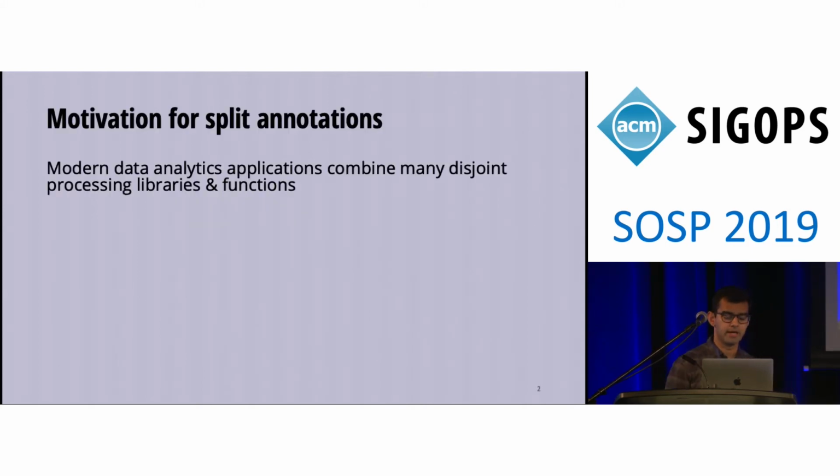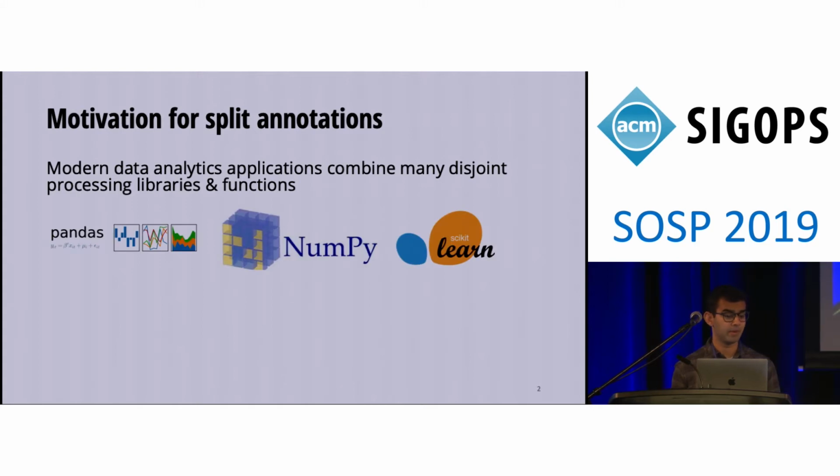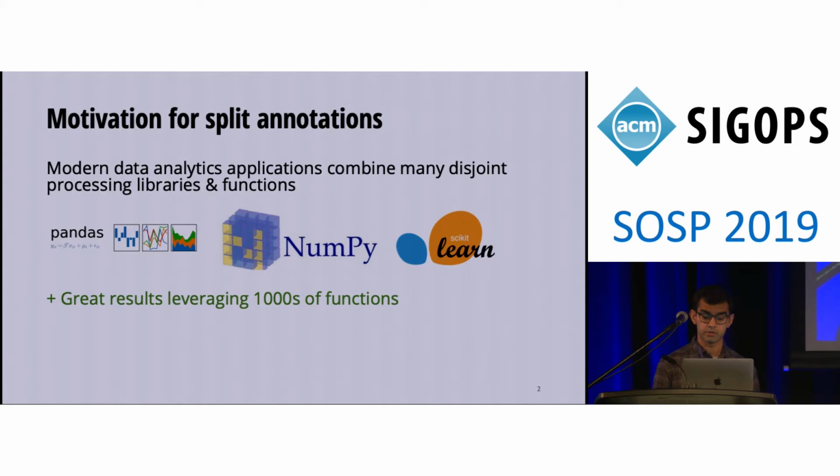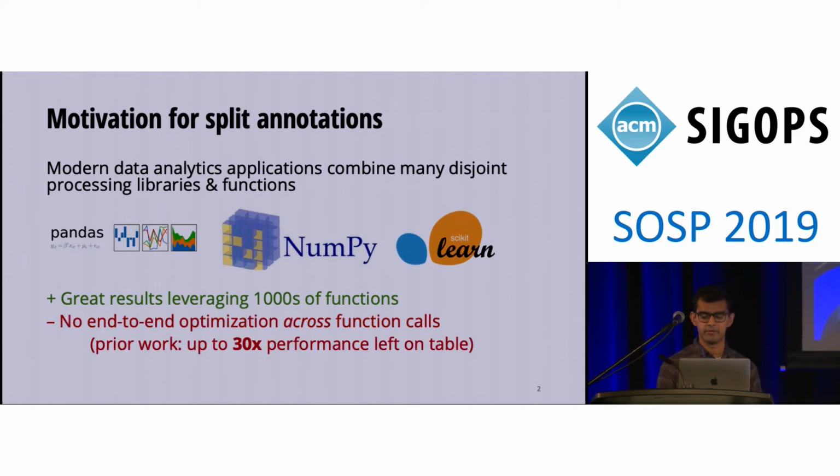So the motivation for split annotations is that modern data analytics applications combine many disjoint processing libraries and functions. As an example, in the Python ecosystem, a typical data science pipeline may load some data using pandas, maybe normalize it using NumPy, and then train a model over it using scikit-learn. On one hand, this is good because you get great results combining thousands of independently written functions in each application. But on the other hand, applications don't benefit from end-to-end optimization across function calls, which prior work has actually shown can leave over an order of magnitude of performance on the table.